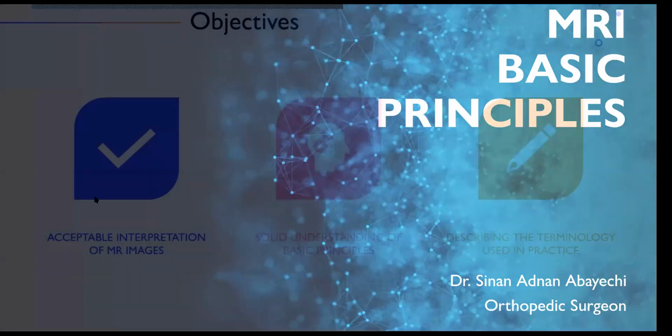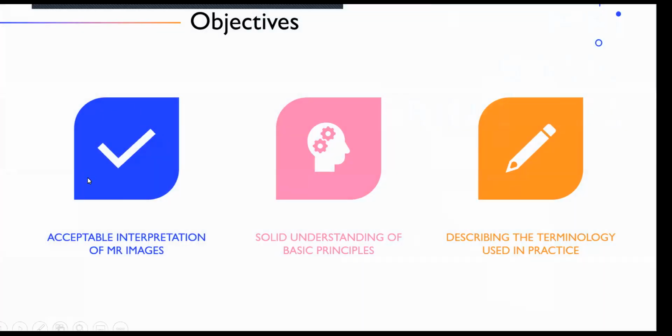So the objective of this study is that we need an acceptable interpretation of MRI images. We need good interpreting, and with good interpreting, we need a solid understanding of each basic principle of MRI: what the T1 and T2 images are, and what the spin and the STIR are. We will talk about this later. And describing the terminology used in practice. These are the main objectives.